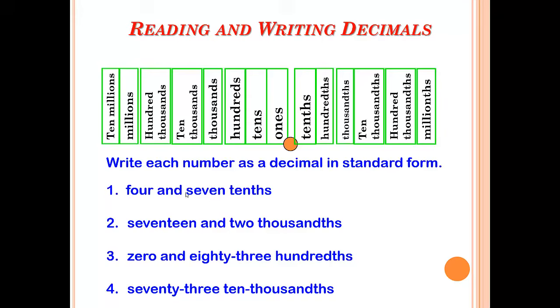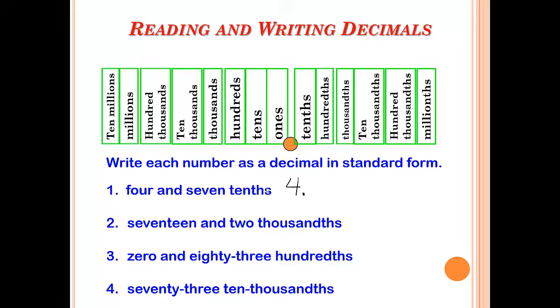So we have 4 and, which would be 4 point, and then we have 7/10. The tenths place is the first digit after our decimal. So we're going to go and just put our 7 in that place. So we have 4.7.